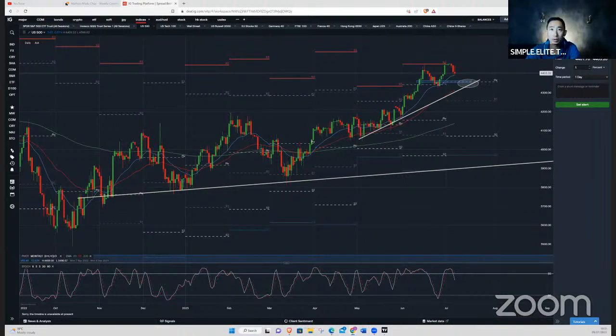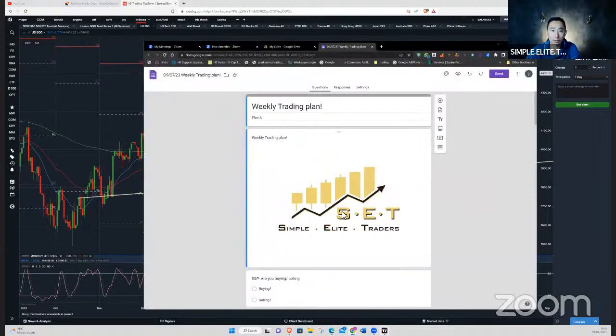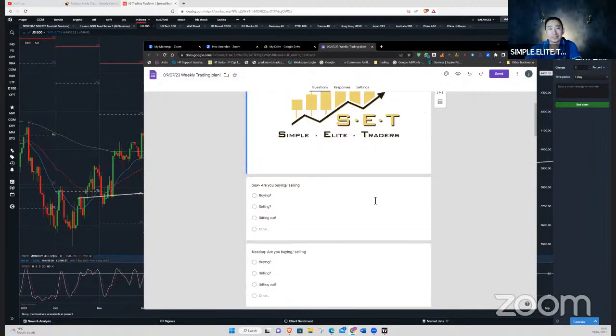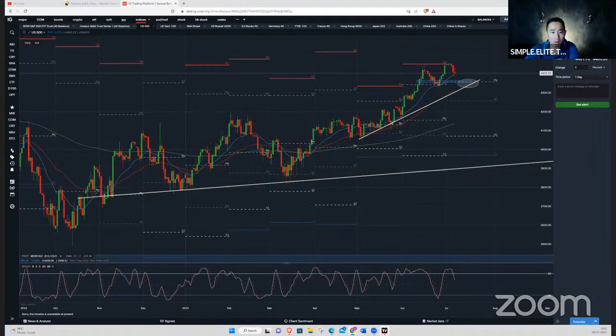So you can see on my documentation, the first one on my form is S&P 500. You need to clearly know what your plan is for next week. Are you buying? Are you selling? Are you sitting out? I can't stress enough why I always start off with S&P 500, because the stock market drives pretty much everything else, pretty much every single week.